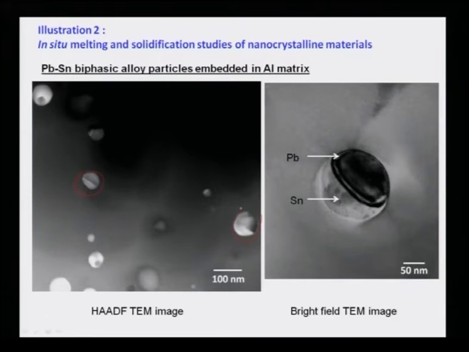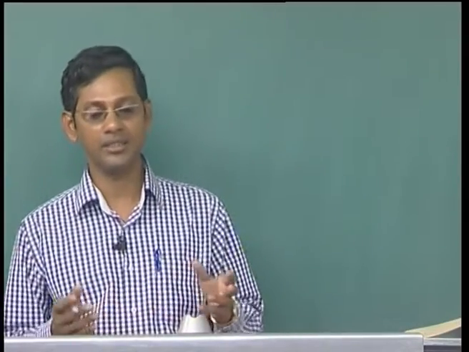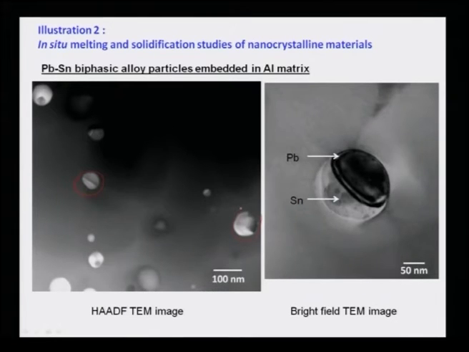Aluminum is shown as dark. As we know, aluminum has a very low atomic number, so the Z contrast from the aluminum will be very low. On the other hand, lead and tin have very high atomic numbers, so the Z contrast will be very high, but there will be distinctly different Z contrast variation between the tin and the lead, which is seen from the brightness of the different portions of the particles.